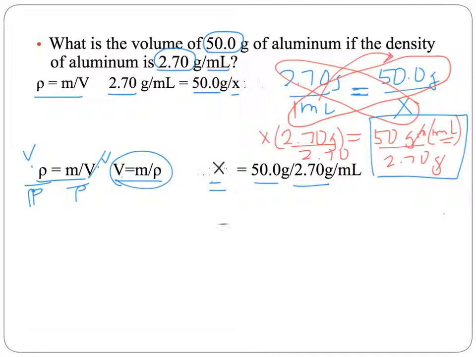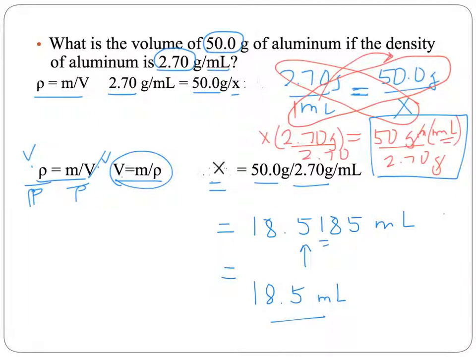And that answer would be 18.5185, etc., etc. And so this would be in milliliters when you've canceled out the units. We want to make this answer have the right number of significant figures, which we already figured out was 3. So here's our third one. Right next to that is a 1, so it's not going to change anything. So 18.5 milliliters would be the volume of 50 grams of aluminum.